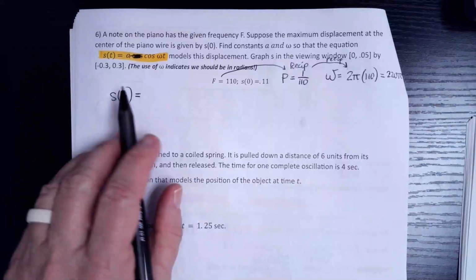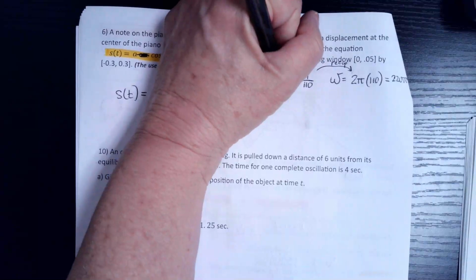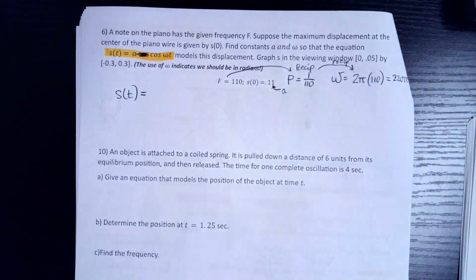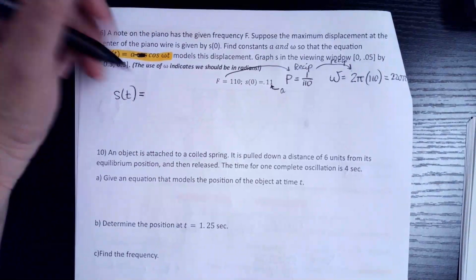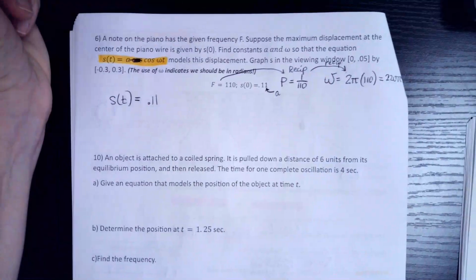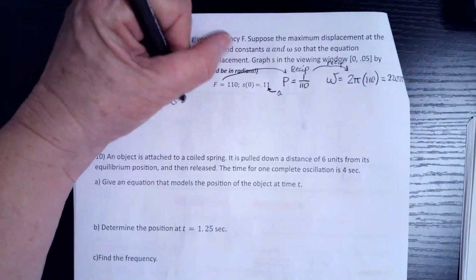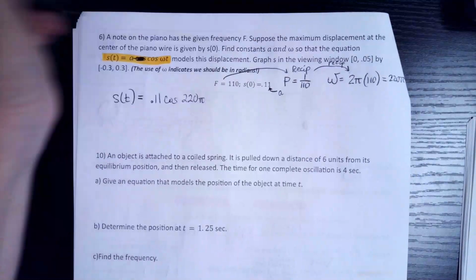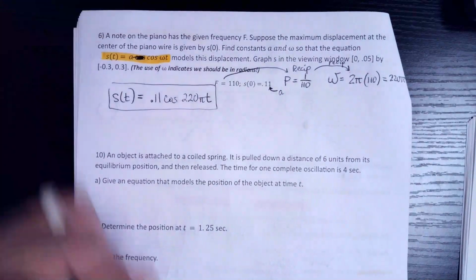If it's a cosine, your A value will be where you are at 0. Okay? So, let's write the equation. What's S of t equal to? 0.11 cosine of 220 pi t. There is your equation.